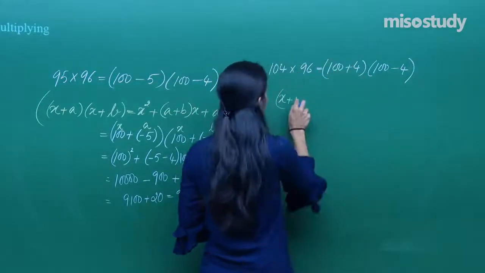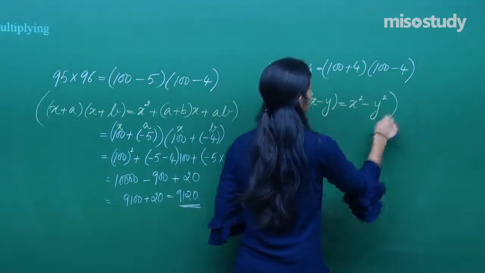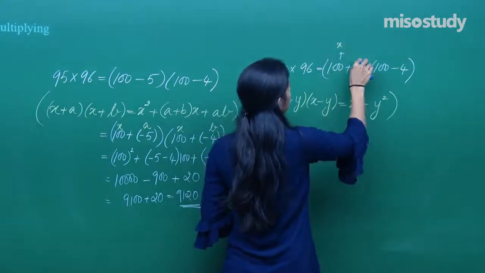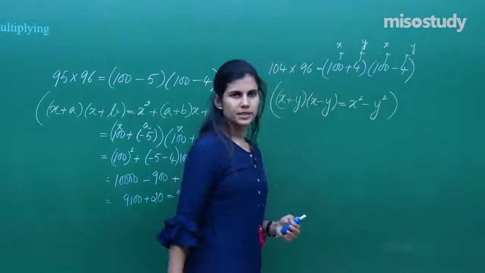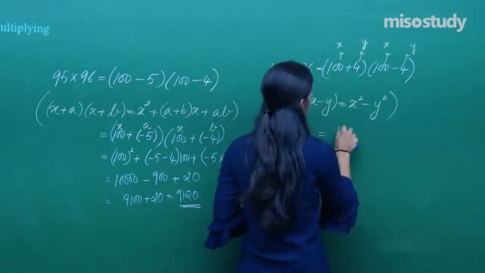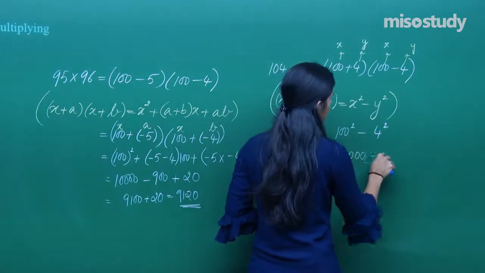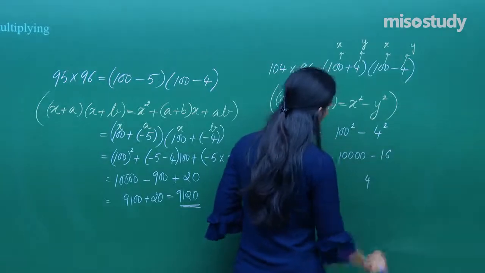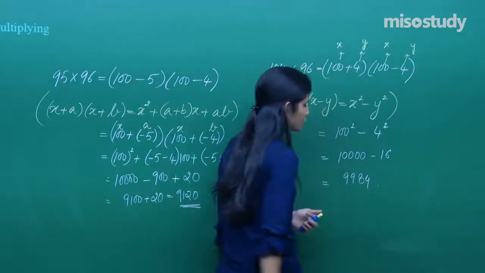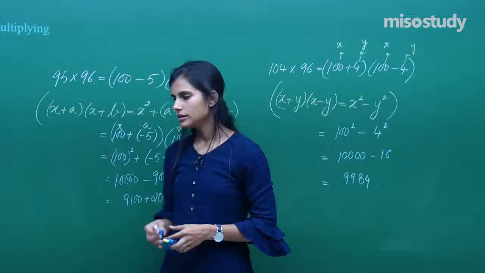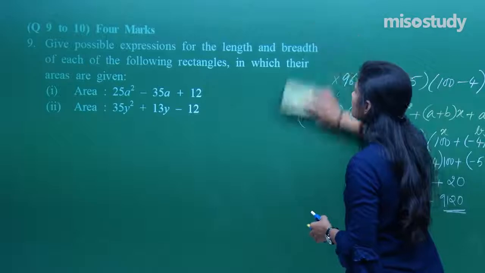So here basically what is it that you have? Let me write it in the traditional form. (x plus y) into (x minus y) is x square minus y square. So here this is x, x plus y, again x minus the same value y. It is x square, 100 square minus 4 square, which is minus 16. This is 4, and you have 9999 minus 1, which is 9998. So 9984. Cool?